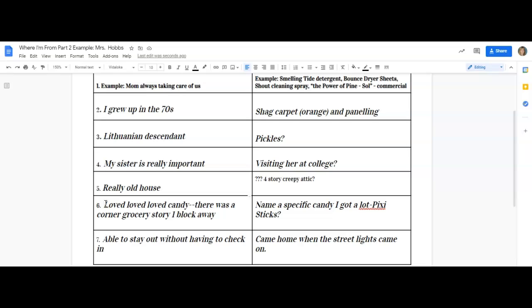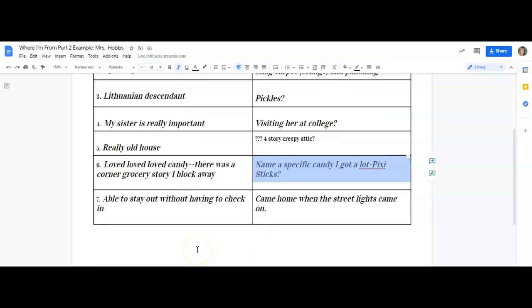When I was a kid, I was a crazy person for candy. We had a candy store down the block. I spent all my extra money on candy. A specific candy that I ate a lot is Pixie Sticks. It's like that powder and the sticks. Maybe I'll mention that.